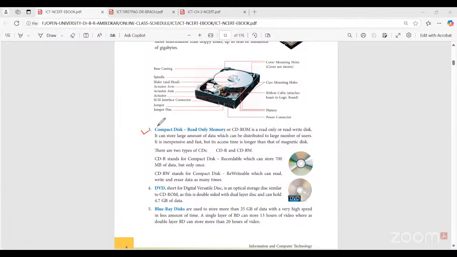Coming to the next one, it is CD. In the CD, there are two types of CDs. One is CDR and one is CDRW. What does CDR mean here? Every device has its own full form. CD is compact disk, and R means recordable. We can write into the CD only one time. Next one is CDRW, which means we can rewrite as many times as we want. RW stands for rewritable.